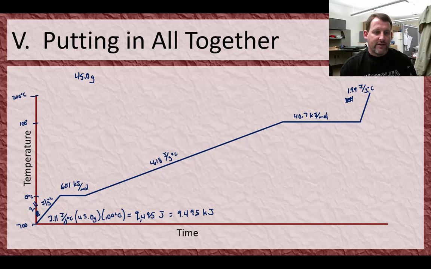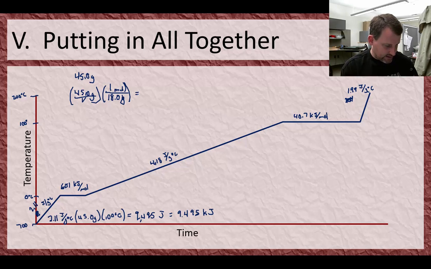All right. Now our next thing, we need to convert this 45 grams into moles because these are kilojoules per mole. So I'm going to do that right here, 45.0 grams over 1. And I'm going to convert that using the 18.01 or 18.0 grams over 1 mole. And we find that that number, 45 divided by 18, is 2.5 moles.